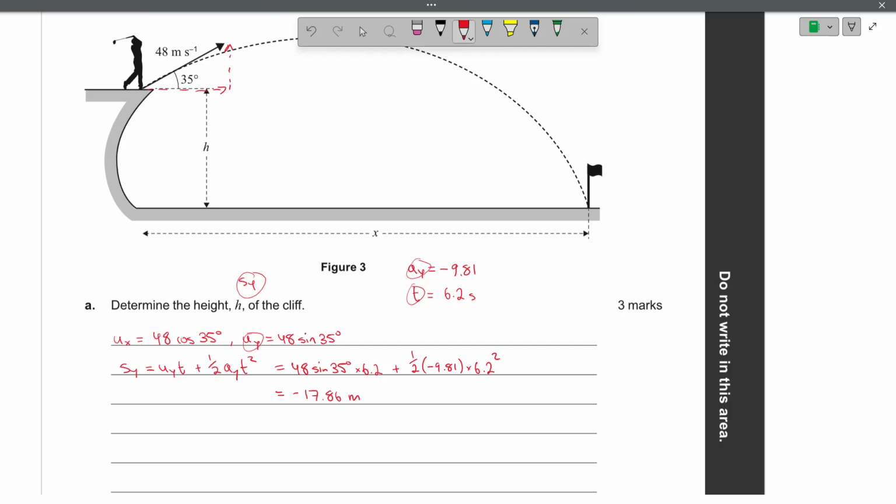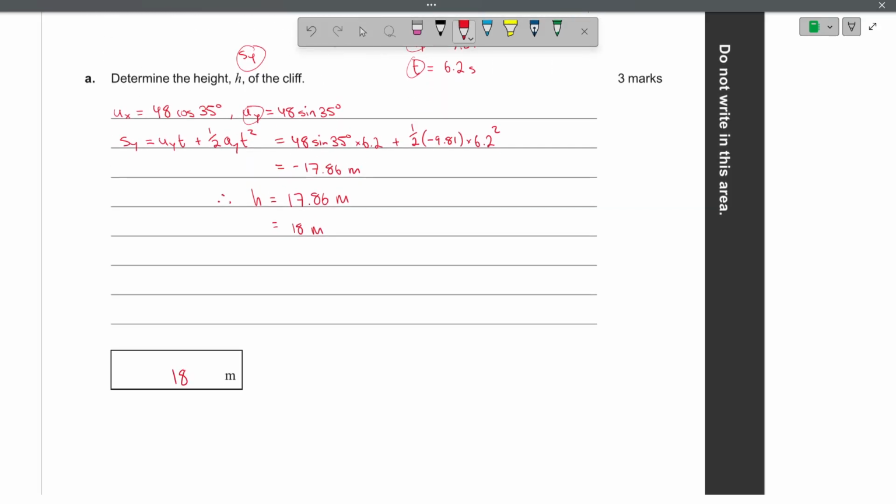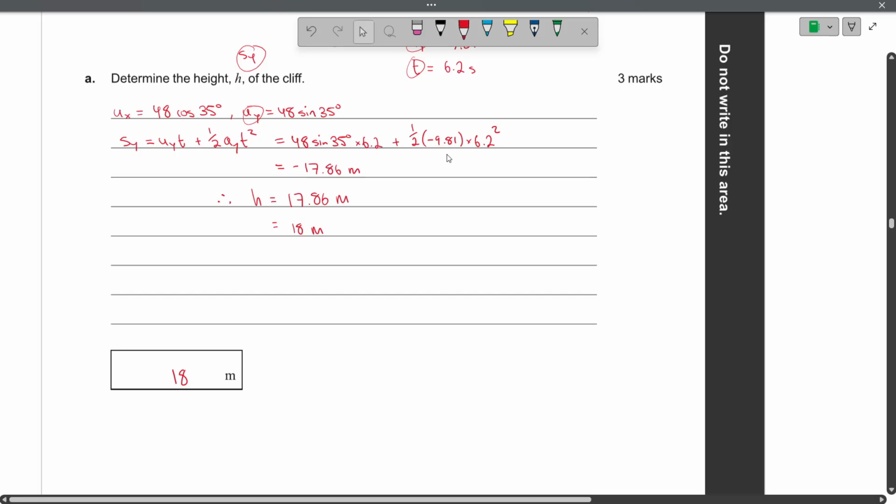And therefore you can make a justification. Whether or not you want to write it out, you can just say therefore the cliff, h, is equal to 17.86 meters. Significant figures, everything there is in two significant figures, so you could just say 18 meters if you like, and that should be sufficient. There we go. That's that one done.